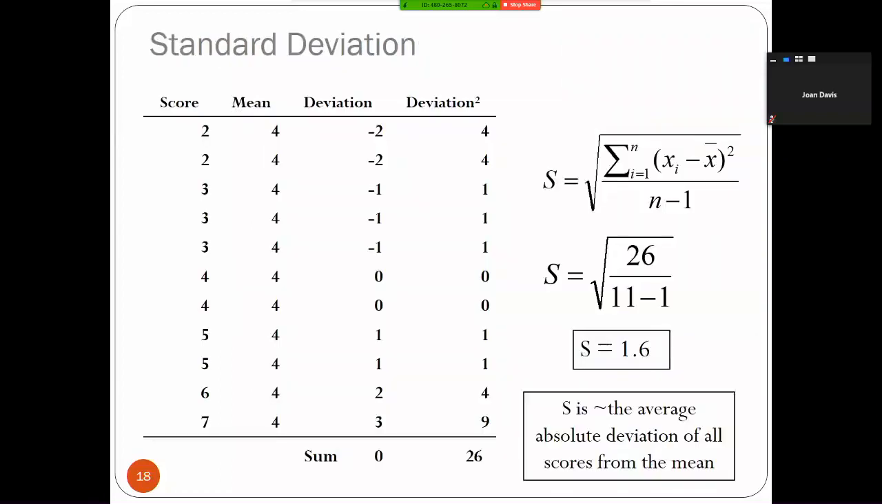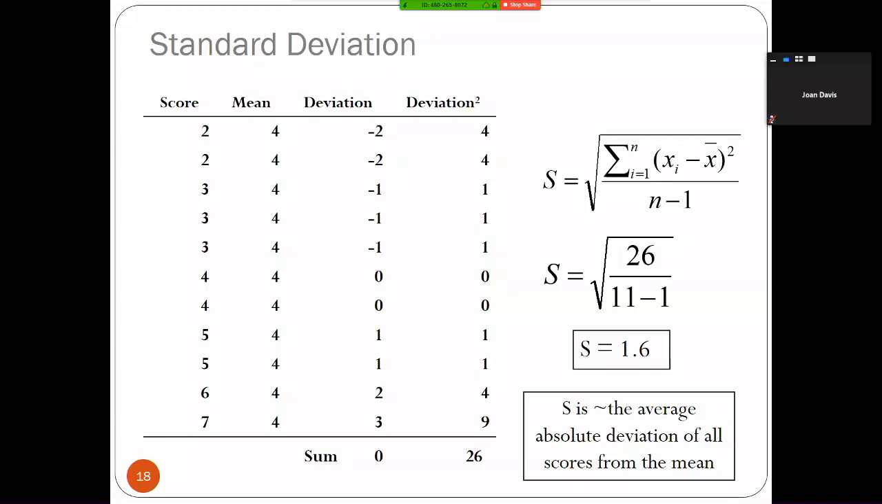And then finally, the standard deviation. I just wanted to put this calculation up here to show you how simple it is, really. So you have your set of scores. You calculate a mean value for that set of scores, and then you look at the difference between each of the scores individually.